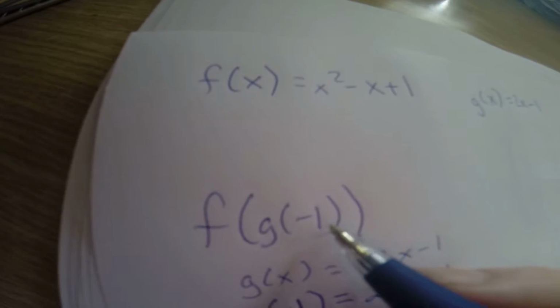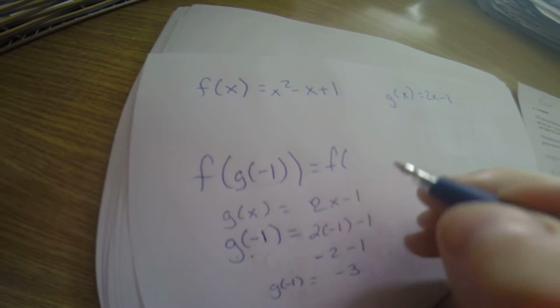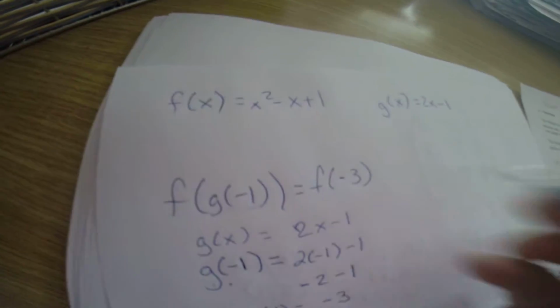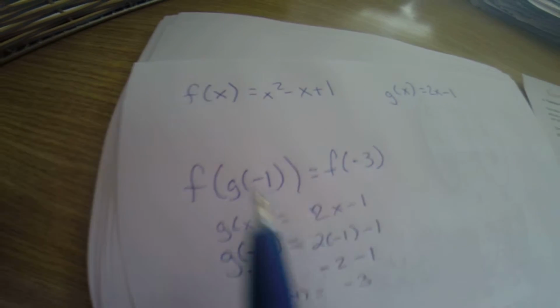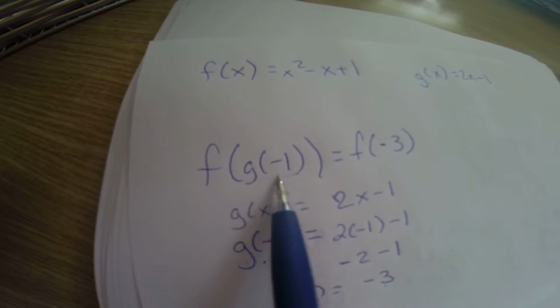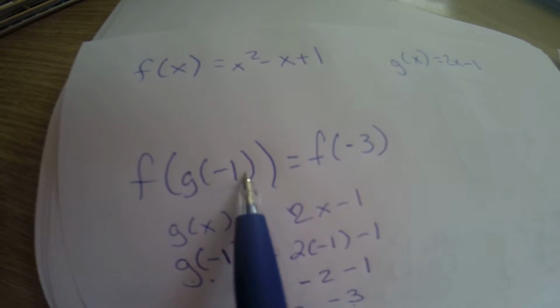So now up here, when I say f of g of negative 1, I can also say f of negative 3. Since g of negative 1 is negative 3, instead of g of negative 1, I can now say negative 3. Just substituting in values. And now we solve for f of negative 3.